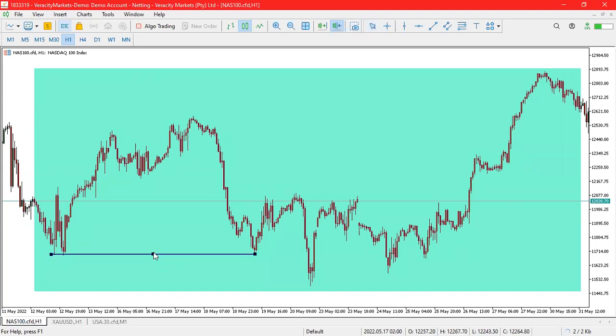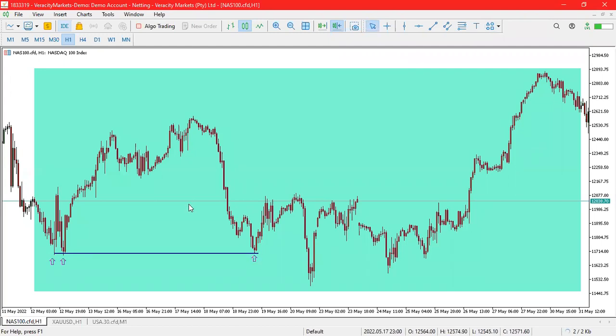I want to show you something, guys. We have equal lows, you can see them. Now, there are 3 there: 1, 2, 3. So what will happen next?